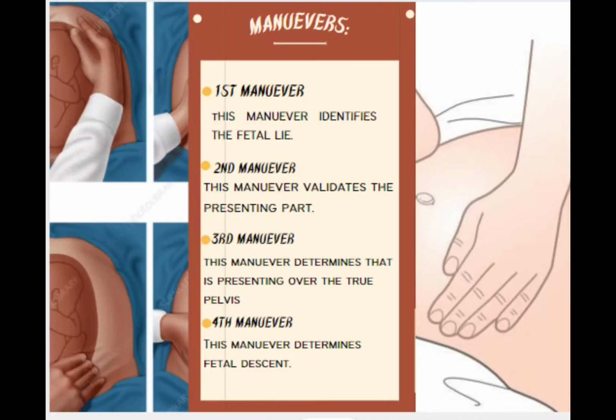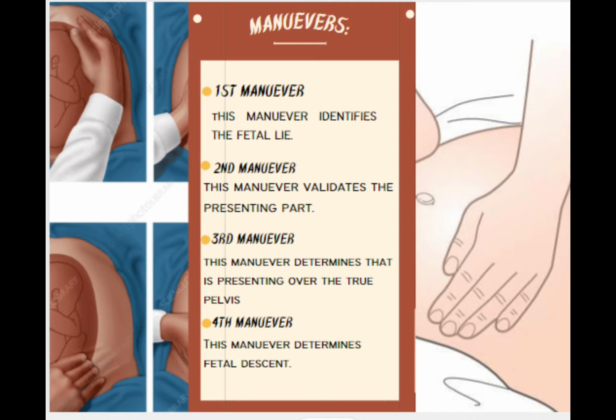The first maneuver identifies the fetal lie. It may be longitudinal or transverse, and the presenting part may be cephalic presentation or breech presentation. The second maneuver validates the presenting part by locating and palpating the smoother contour of the fetal back using the palm of one hand, and the irregular small parts of the hands, feet, and elbows using the other hand.